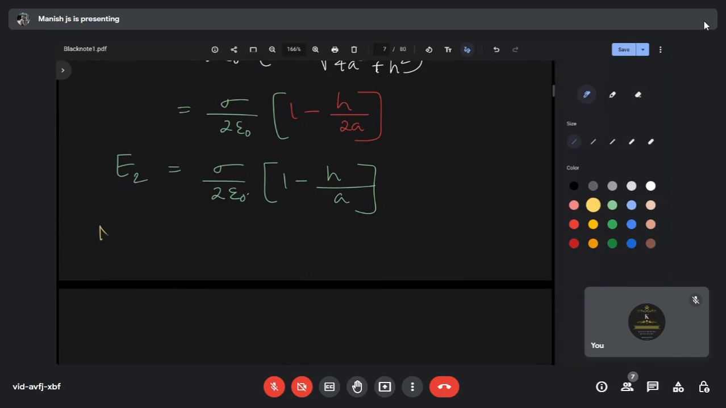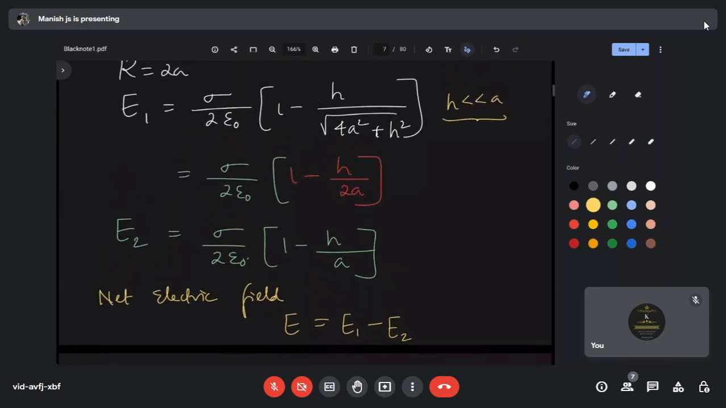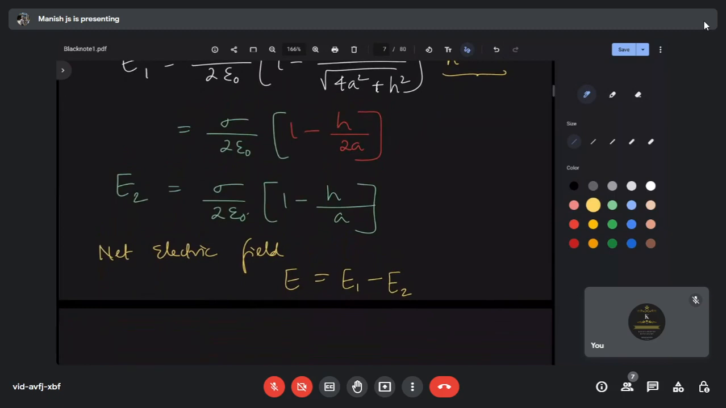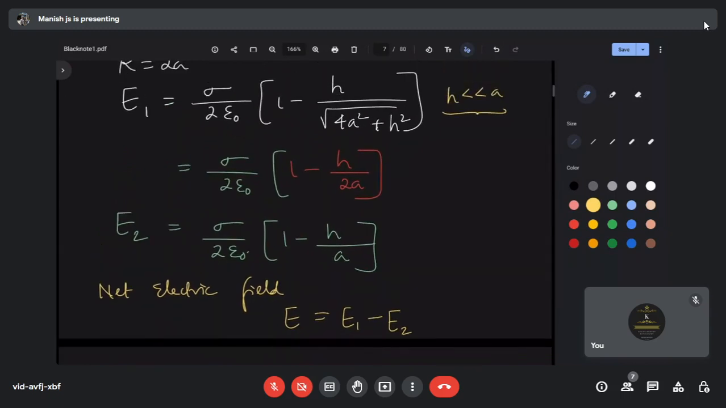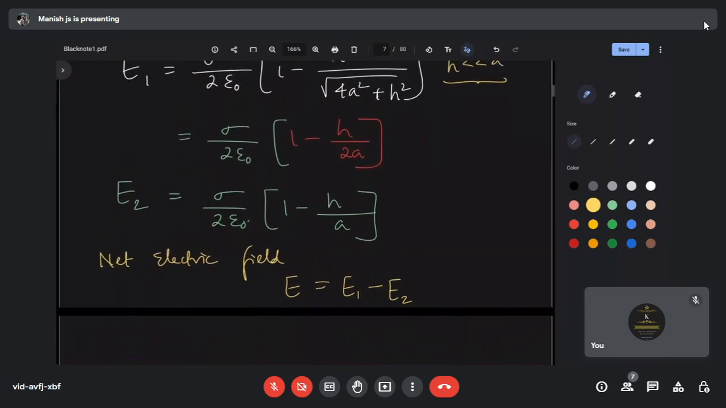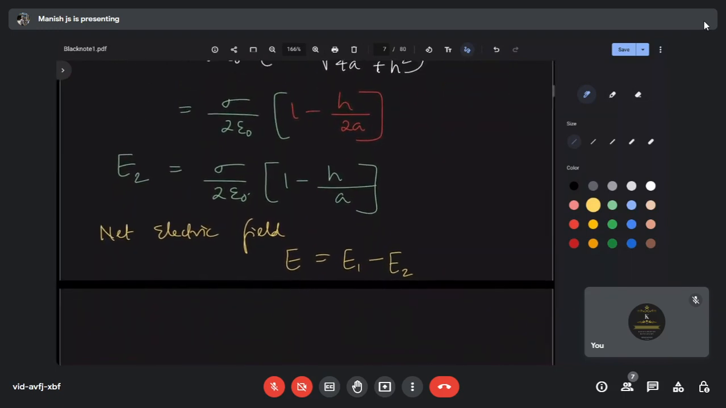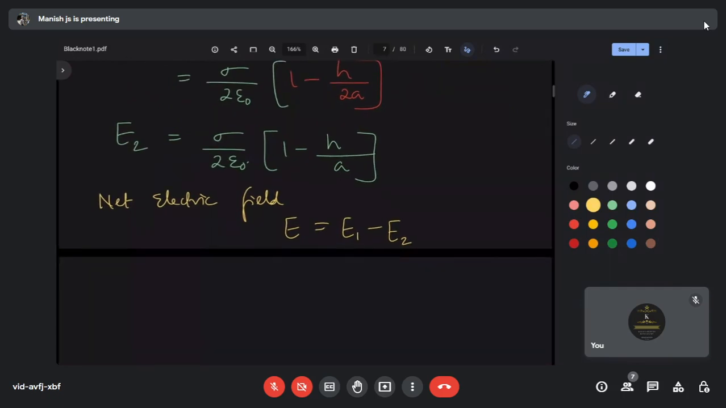Now what is the net electric field? It can be written as, or you can say, the change in the electric field. So E is equal to E1 minus E2. Here you don't write it as E2 minus E1, because appropriately we know which electric field is going to be greater and which smaller. E1 minus E2 is what you are going to substitute. The electric field at a height and the electric field below the height: as you go higher, obviously the component is going to be greater.